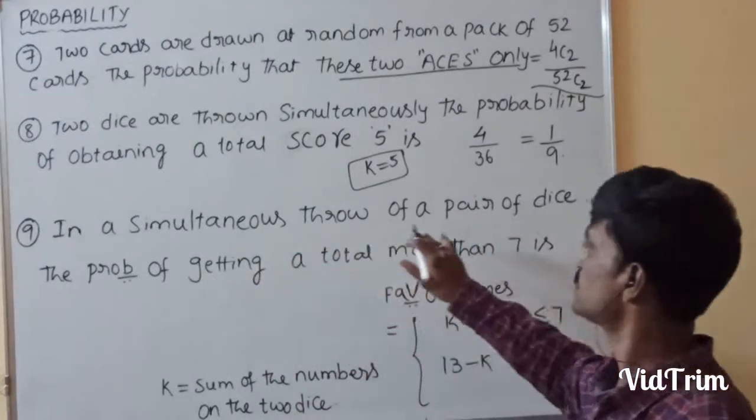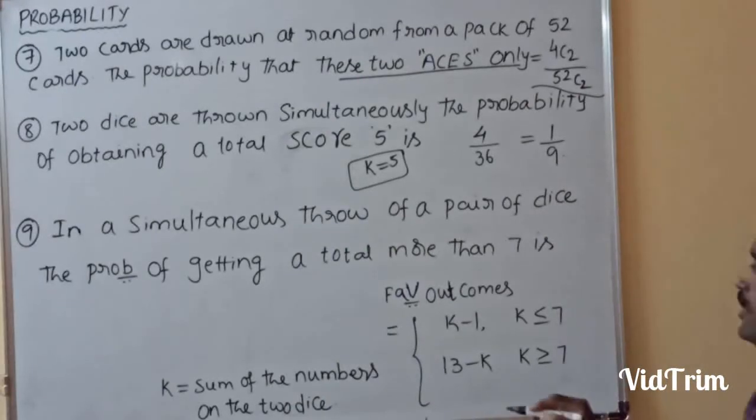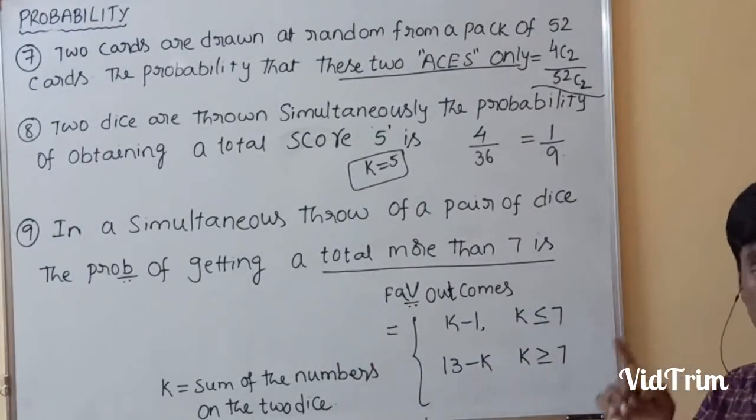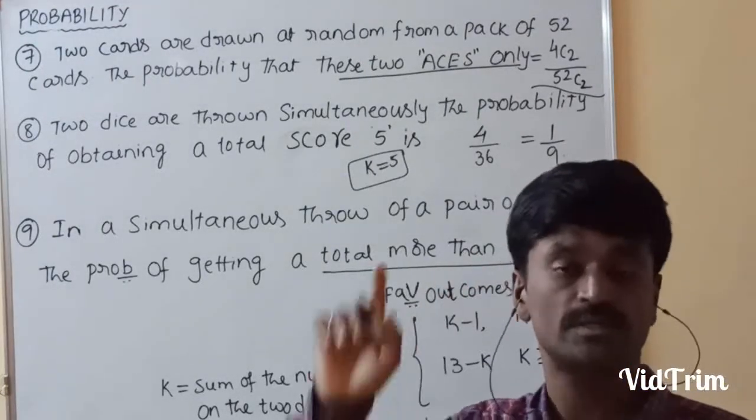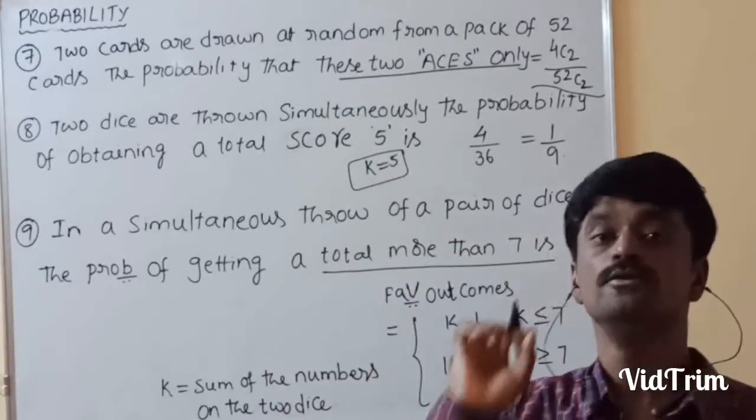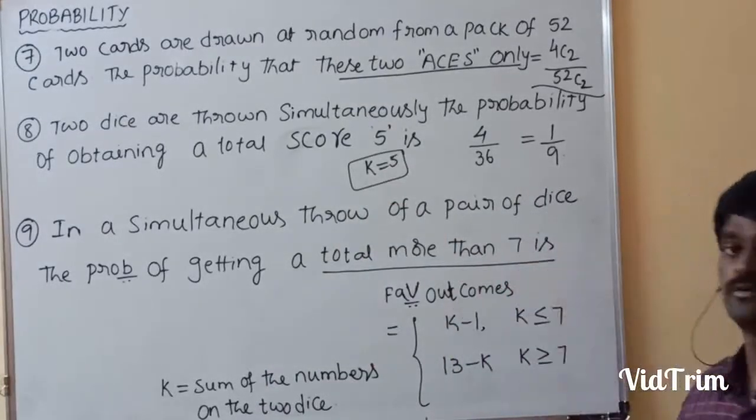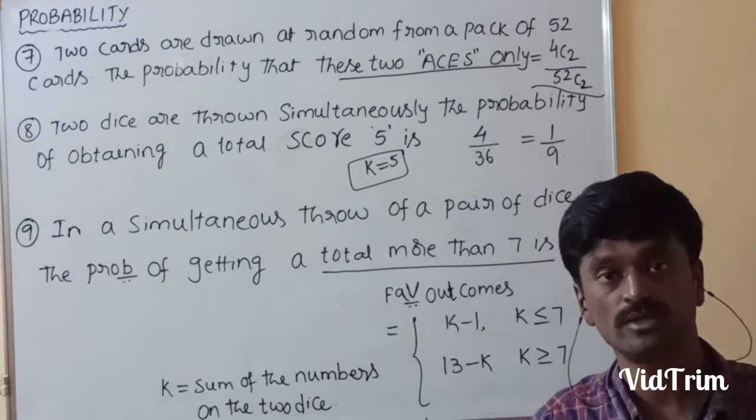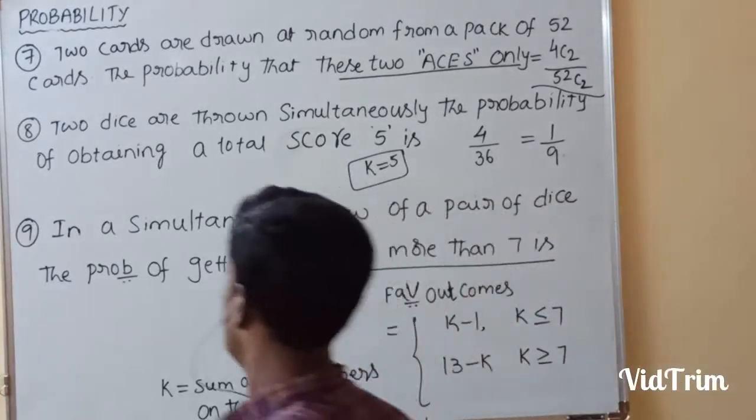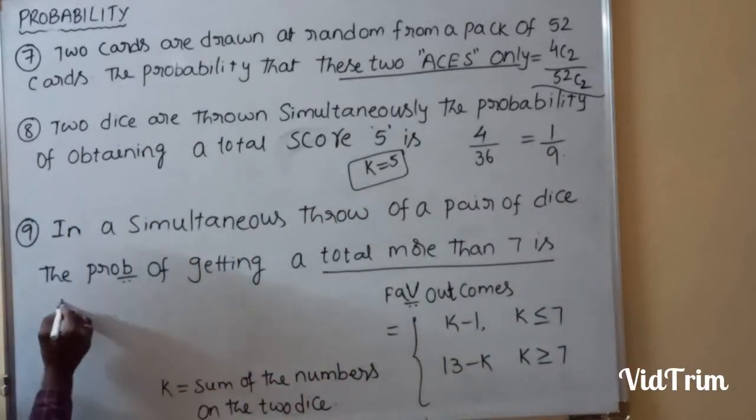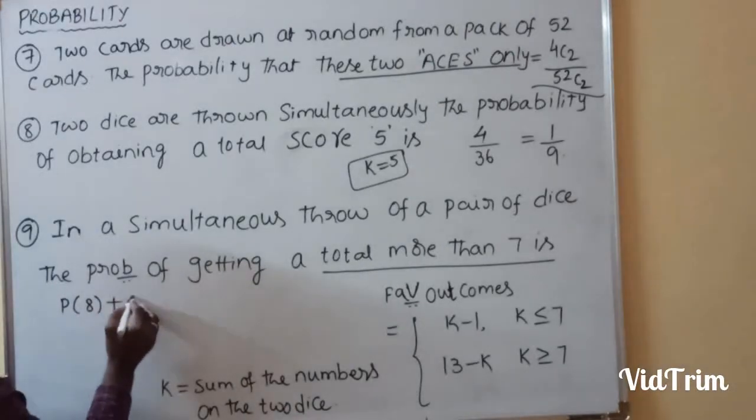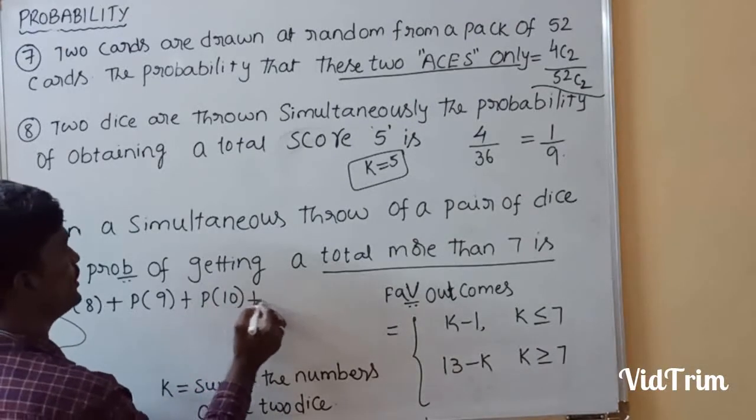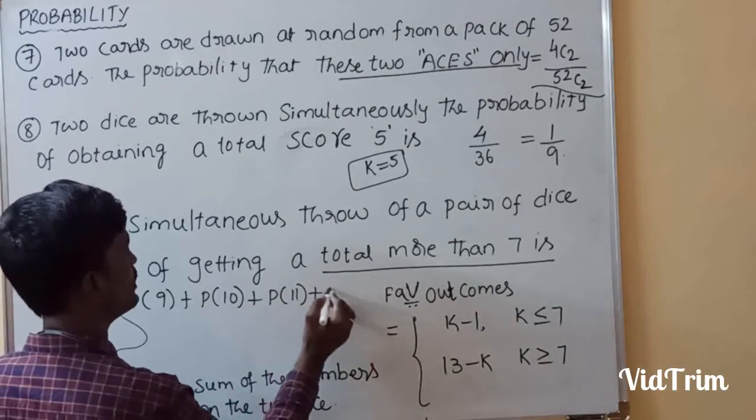Now the next problem is the same model problem. In a simultaneous throw of a pair of dice, what is the probability of getting a total more than 7? More than 7. Remember, more than 7. So the sum 7 is included or not included? Not included. So strictly greater than 7. But the maximum sum is how much? 12. So we have to find the probability of sum 8 plus the probability of sum 9 plus the probability of sum 10 plus the probability of sum 11 plus the probability of sum 12.